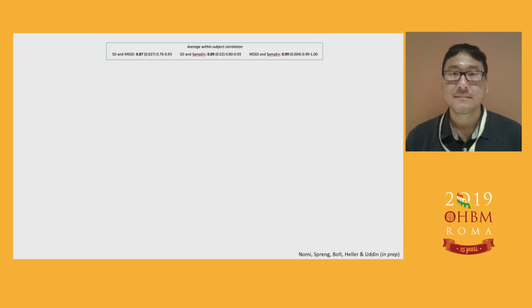So first off, just looking at the spatial maps, the variability spatial maps, this is not the ICCs. We see that our 2 time variant methods, MSSD and sample entropy, are essentially perfectly correlated here at 0.99. Interestingly, standard deviation is strongly correlated with both MSSD and sample entropy here at around 0.9. So all 3 of these measures are strongly related, and they seem to be picking up on similar things in the bold signal.